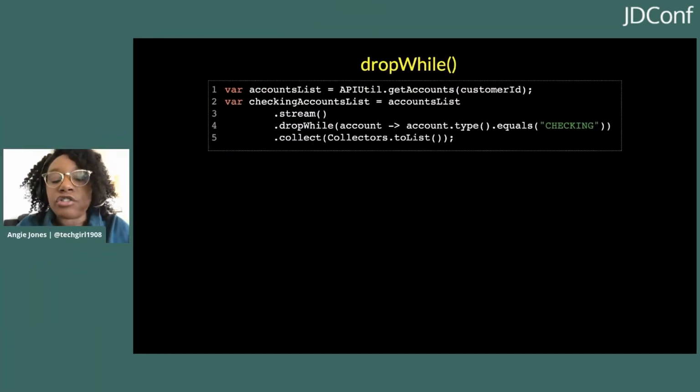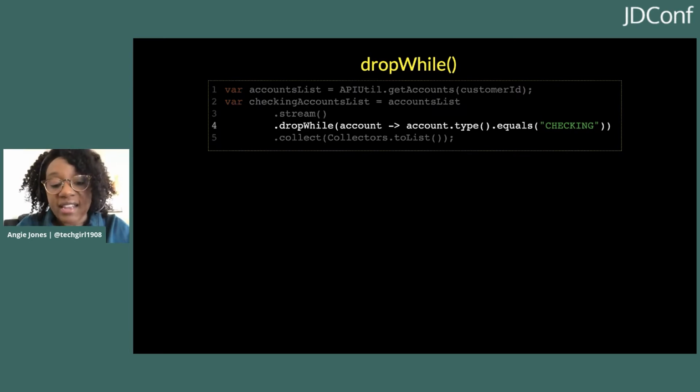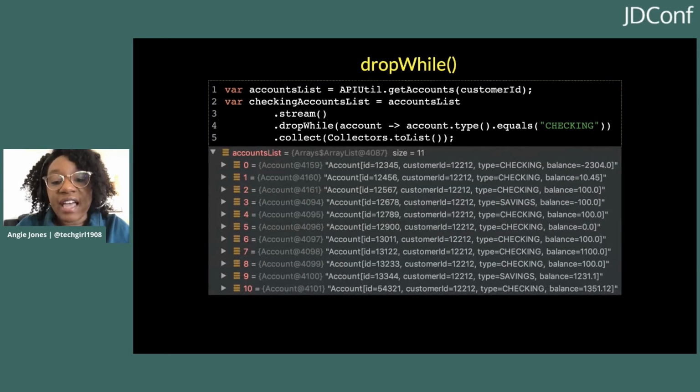Java 9 also introduced dropWhile, which does the opposite of takeWhile. So for this one, we're saying drop the accounts of type checking until you get to one that is not. So with 11 accounts here, we see the first 3 are checking, 4th is savings, 5th through 9th are checking, and 10th one is savings, and the last one is checking.